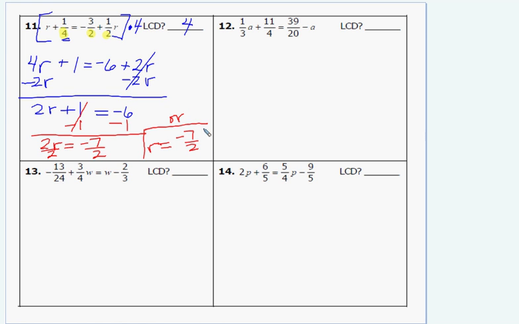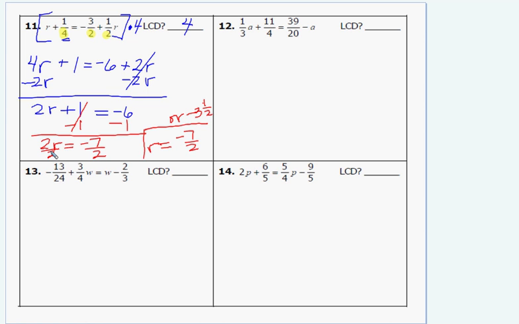Or if you're wanting the mixed number, we would get negative 3 and 1/2. Let's take a look at number 13, and then I'll give you the answers for the other two.